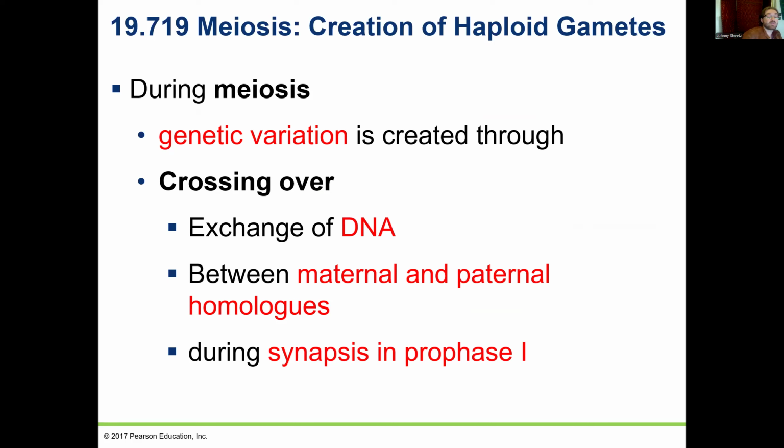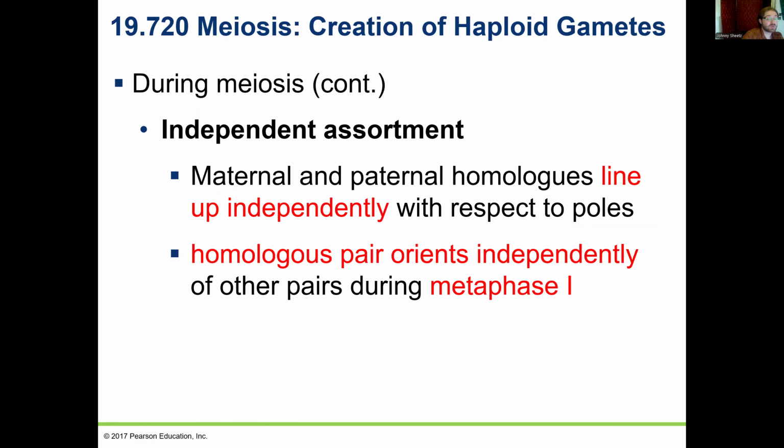So during meiosis, genetic variation is created through many mechanisms. We have crossing over, which is the exchange of DNA between maternal and paternal homologs. So gene one in dad is going to be trading chunks with gene one in mom. This happens during synapsis and prophase one. Then we have independent assortment. Maternal and paternal homologs line up independently with respect to the poles. So that means that after the initial reshuffling, it is then arbitrarily decided which copy, the maternal or the paternal copy, is going to which daughter cell. So this also leads to allelic reshuffling.